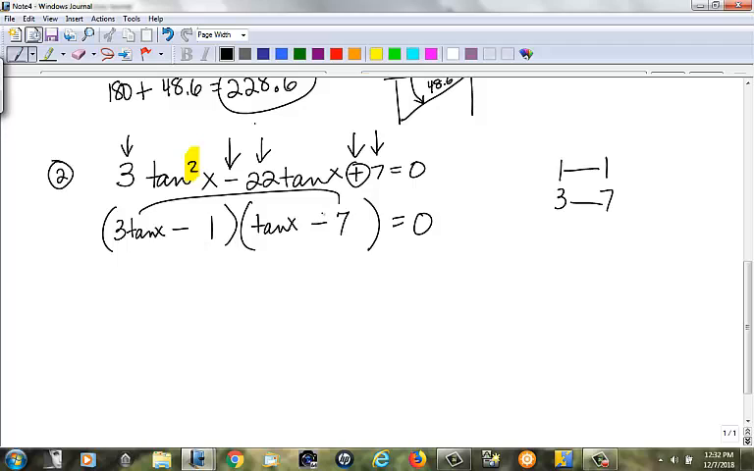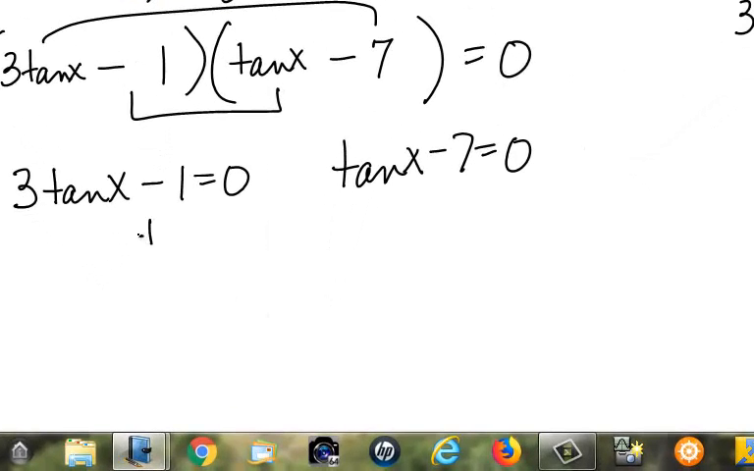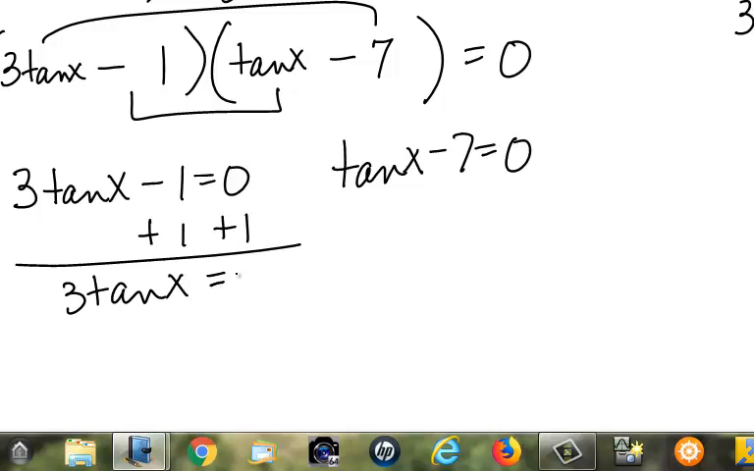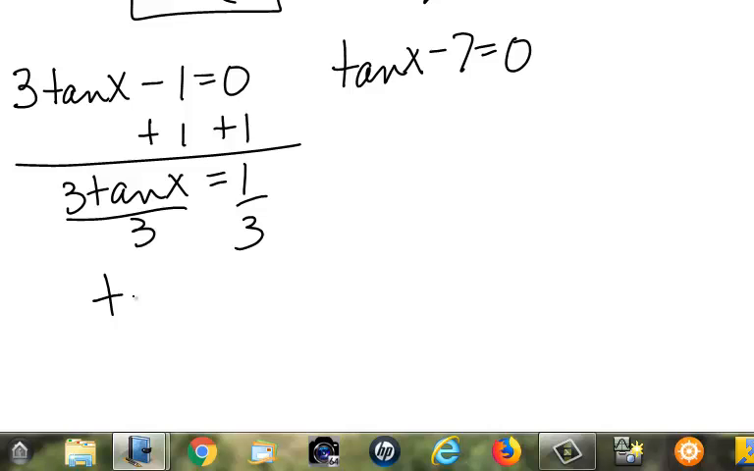Yep, because that'd give us a negative 21 tangent x, and a negative 1 tangent x does give us a negative 22 tangent x. Okay? So you've got it factored. Now set each factor equal to 0. Set 3 tangent x minus 1 equals 0, and tangent x minus 7 equals 0. Add 1, so you get 3 tangent x equals 1. Divide by 3, so I get tangent x equals 1/3.